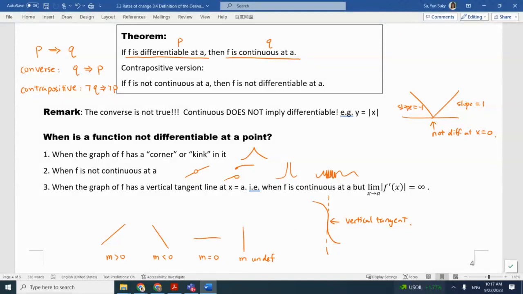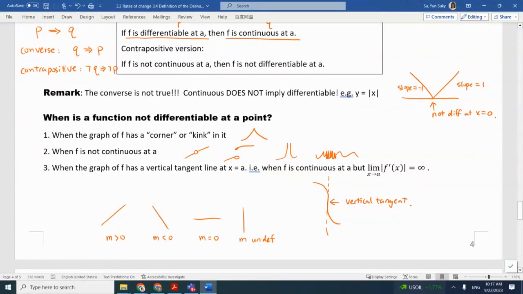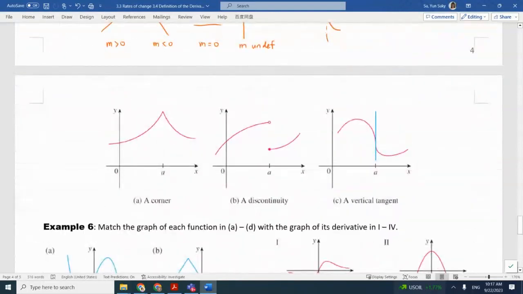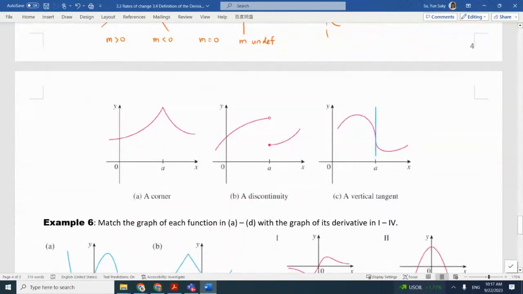So we have these three types. Either we have a corner, then the left side derivative and right side derivative do not match, or we have a discontinuity, or we have a vertical tangent line. Okay, everybody? Good. So this is the picture.